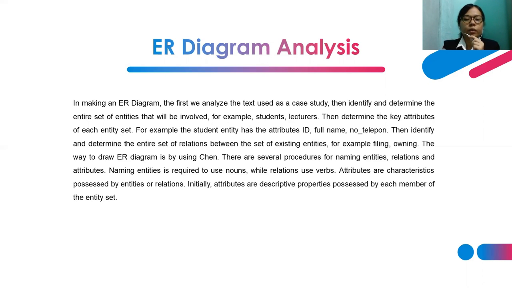There are several procedures for naming entities, relations, and attributes. Naming entities is required to use nouns, whereas relations use verbs. Attributes are characteristics possessed by entities or relations. Initially, attributes are descriptive properties possessed by each member of an entity set.